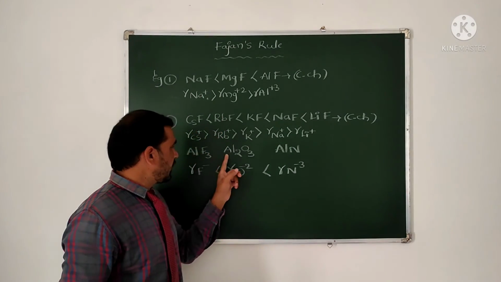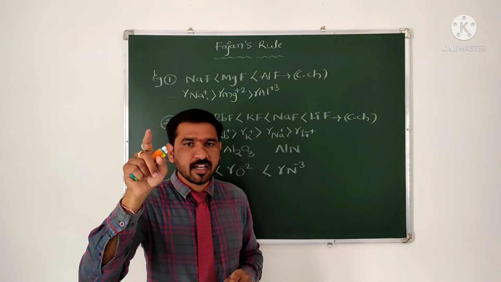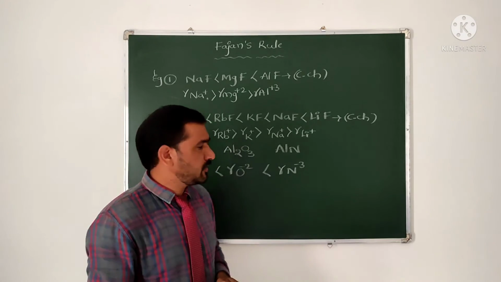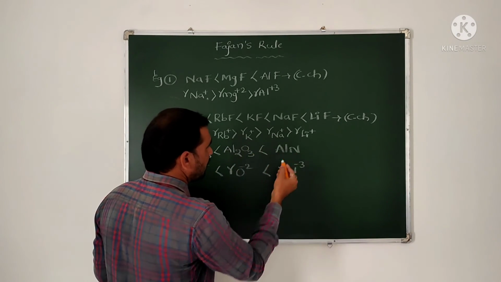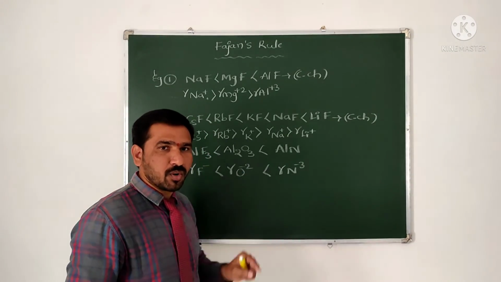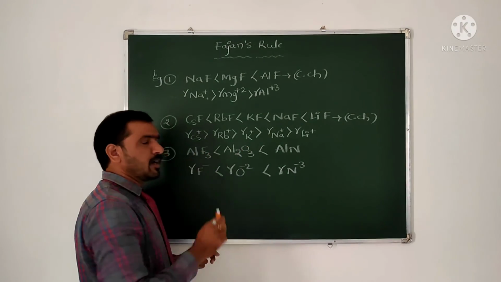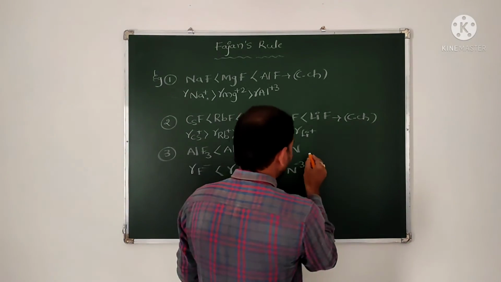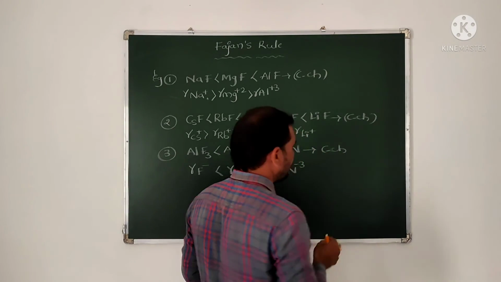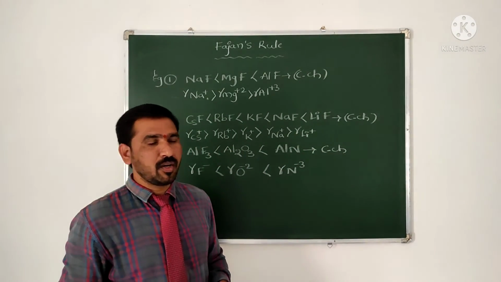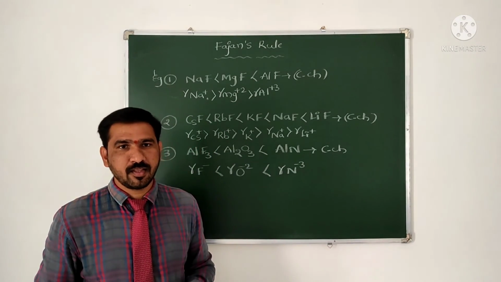According to Fajan's rule, for a given cation, size of anion is directly proportional to covalent character. Therefore among these 3, this is the order: aluminum nitride has more covalent character than aluminum oxide, which has more covalent character than aluminum fluoride. Therefore this is about what, beta? Covalent character.